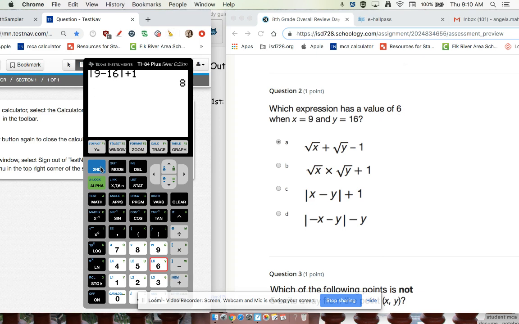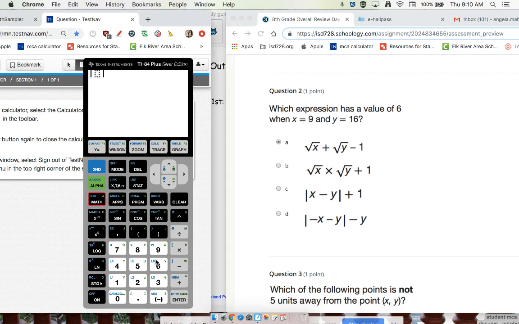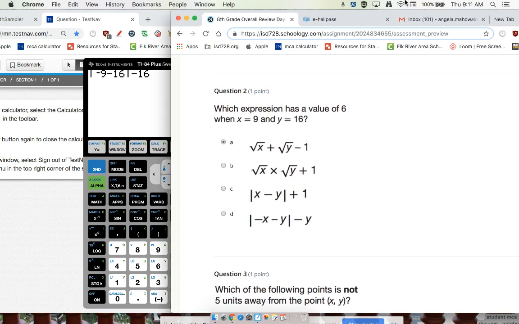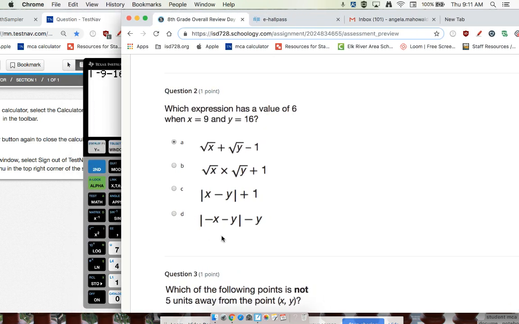And then I would have the absolute value of negative x minus y. So go to your math function, number, abs for absolute value. Negative x would be negative 9. Negative 9 minus 16. Get out of the absolute value, take away y, which was 16, and that is 9. So, I mean, you clearly don't have to go through all that. I just wanted to show you how I actually type those in.